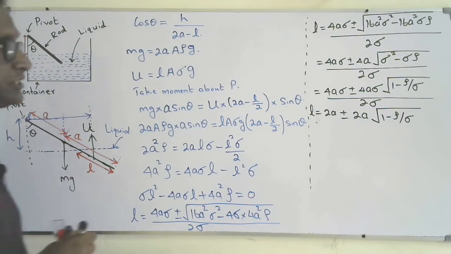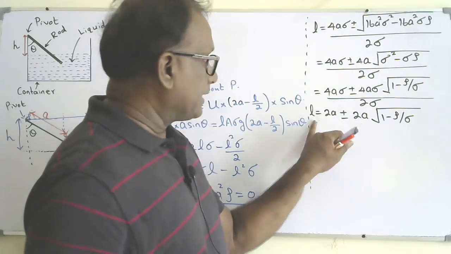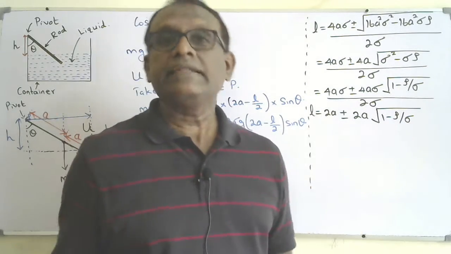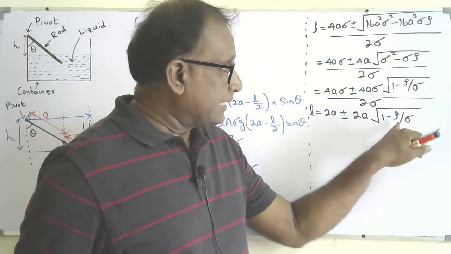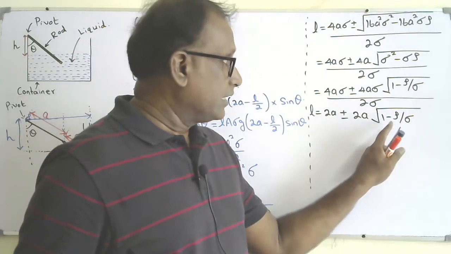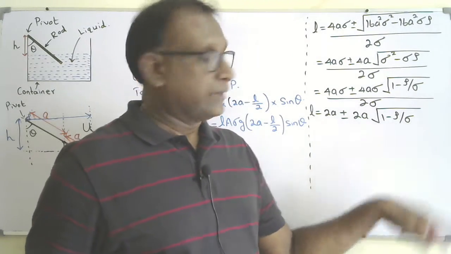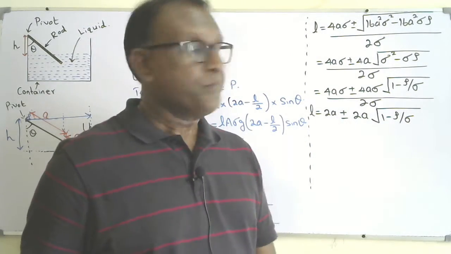Okay, so which solution should I take? Plus or minus? Should I take both? Mathematically, both are acceptable. Here, you know that sigma must be greater than rho, right? Otherwise, this will become an imaginary number. So sigma is greater than rho, right?